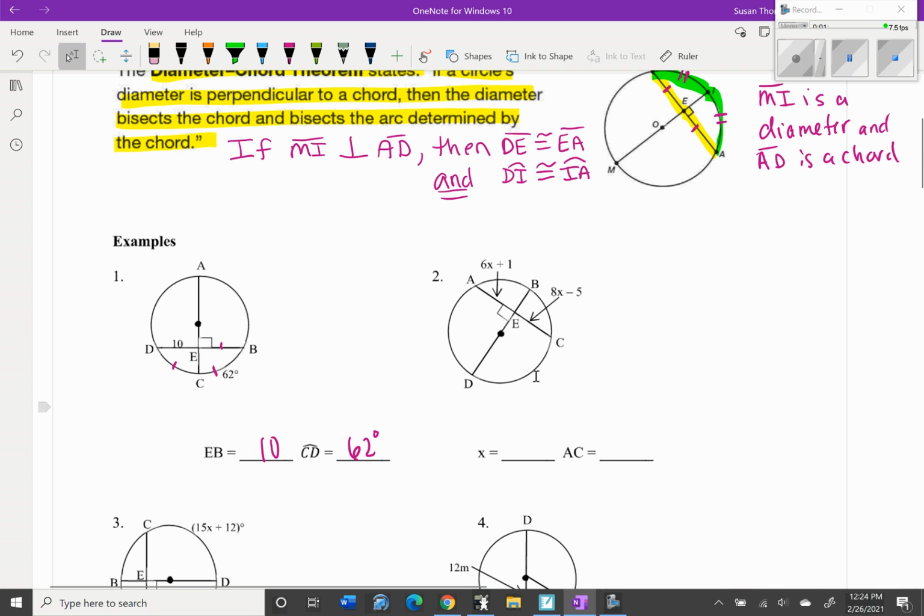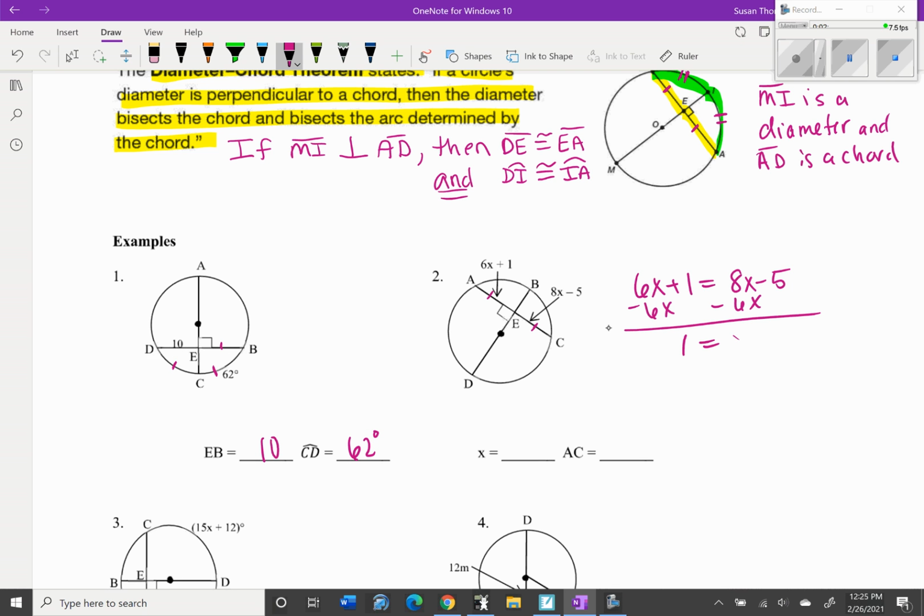Looking at the next one, AB is the diameter and AC is the chord, and they're perpendicular, and we want to find what X is equal to. So we know that this length AE has to be congruent to EC, so 6x plus 1 has to be equal to 8x minus 5. So then we are just solving, and we get x is equal to 3.